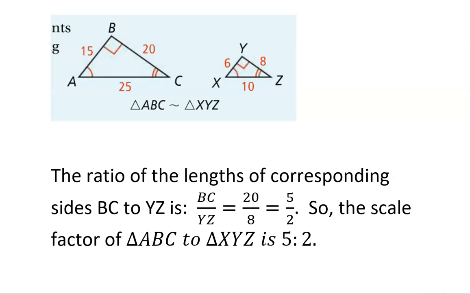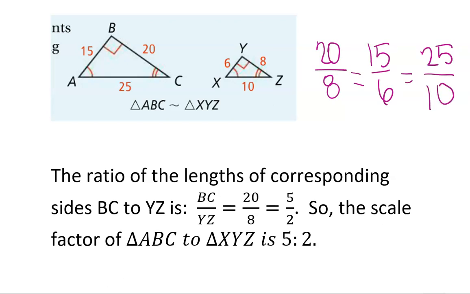So with this one, I'm going to write them all out. They, I think, just simplified one of them. So they did BC to YZ, 20 over 8. I like to do them all at the same time. 15 over 6 and 25 over 10. And then what you can do is just grab your calculator, type them in as a fraction, hit your equals, and it will simplify it for you if you don't want to simplify them in your head.